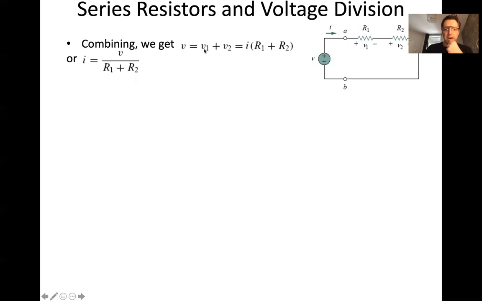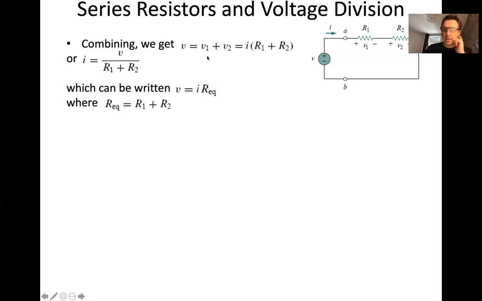If you substitute I R1 for V1 and I R2 for V2, you get that V, the battery voltage, is equal to the loop current times the sum of the resistors, right? And you can isolate for I. So now I is equal to V over R1 plus R2. In other words, the common loop current, which is flowing through here clockwise, is equal to the battery voltage divided by the sum of the resistances in the loop.